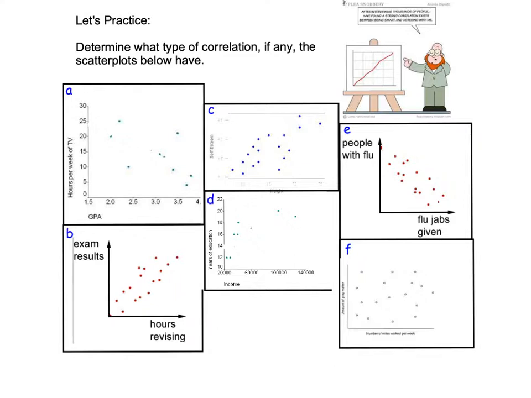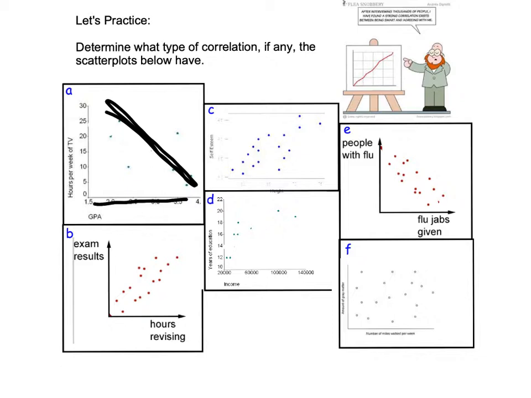So let's practice that concept. Here we're supposed to determine what type of correlation, if there is any, that the scatter plots below have. And I think it's kind of fun to look at the labels on the axes and decide what we're actually comparing. So looking at letter A, it seems we're looking at your GPA and the hours per week that a kid would watch TV. And so this is the scatter plot, and the dots do seem to have some sort of relationship.